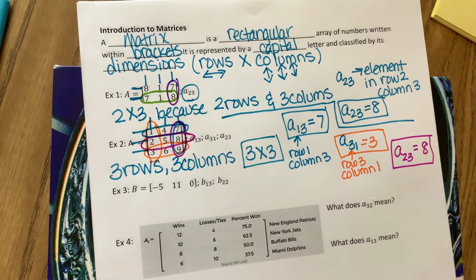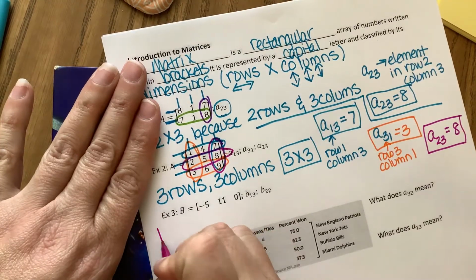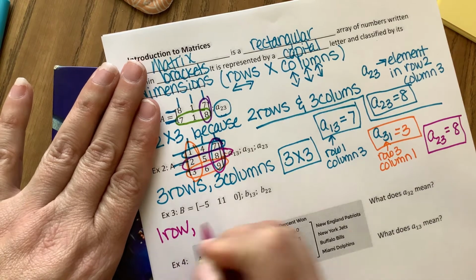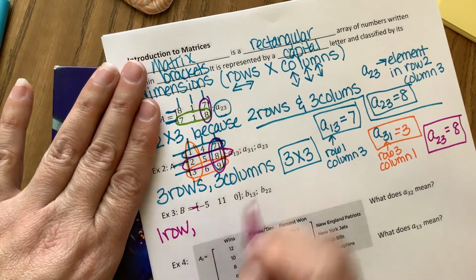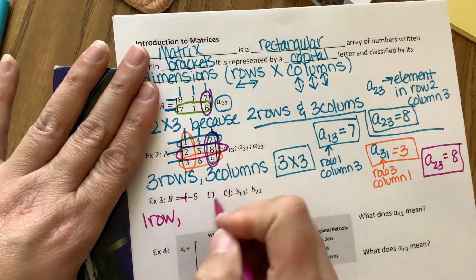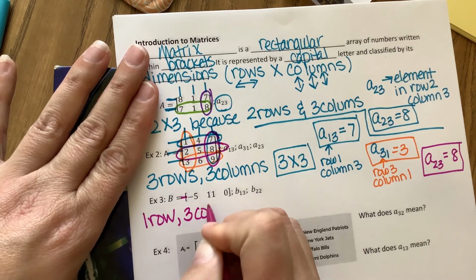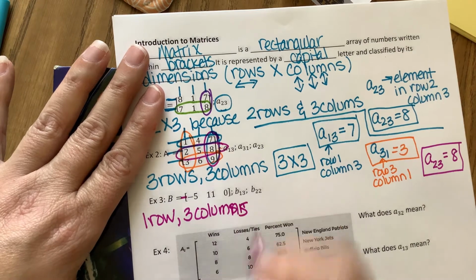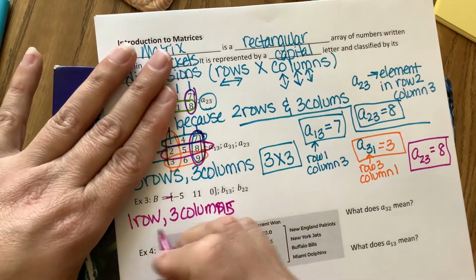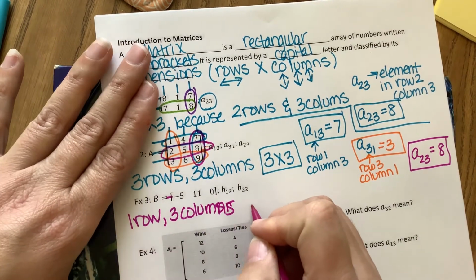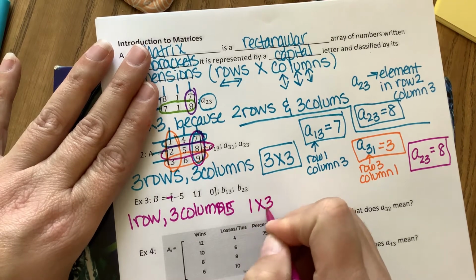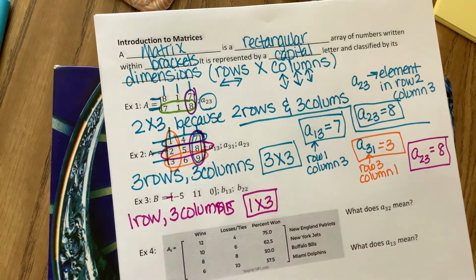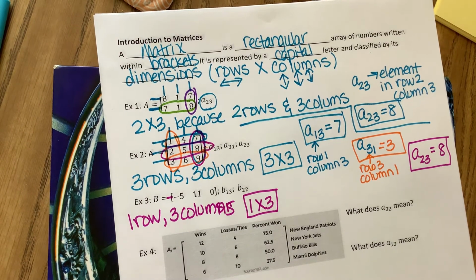So how many rows does matrix B have? It has one row going across, and there's 3 columns. So 1 row, 3 columns. So it is a 1 by 3, because you have to do rows and then columns.